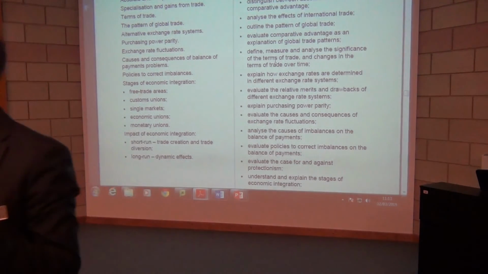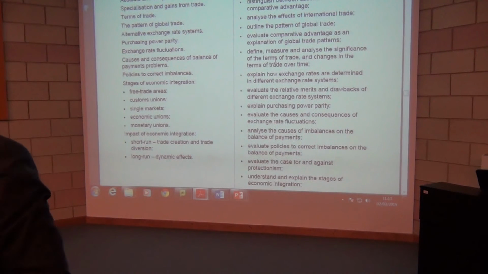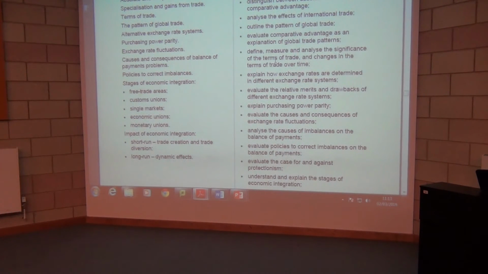Because it mentions absolute and comparative advantage in your extract 1. So that's a very likely question. Indeed, I'd be very surprised if that's not 1A on the paper. Very surprised at that. And there are one or two others there which I reckon will appear later on.